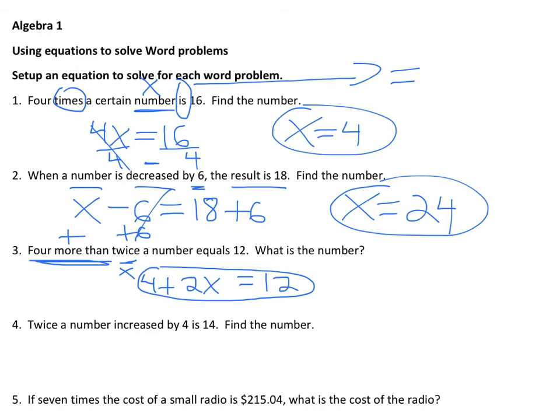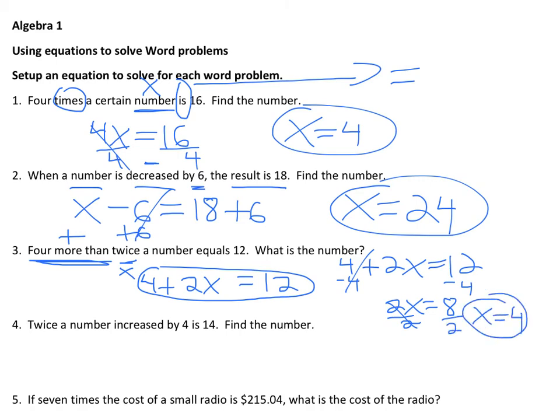And then we just solve for that. I'm just going to rewrite it up here. You have 4 plus 2x equals 12. We're going to subtract 4 from each side. So I'm going to have 2x equals, and 12 minus 4 is 8. Divide this by 2, and 8 divided by 2 is 4. So that's the answer to that problem right there.